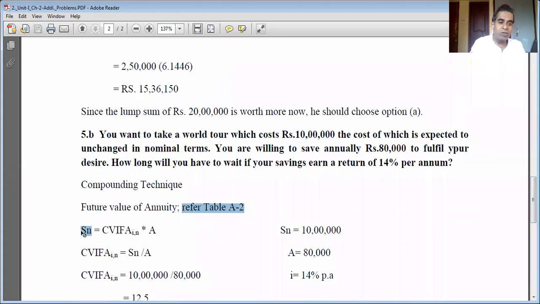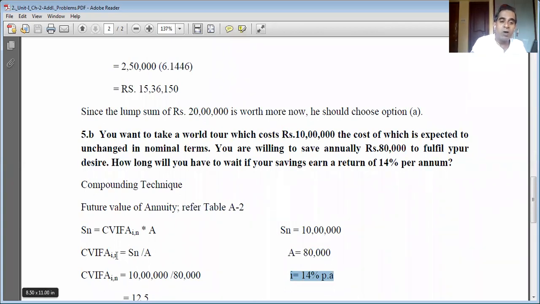See, we are going to write the equation first. Sn is equal to CVIFA (small i, small n) into A. Small i is the rate of interest, small n is the number of years. Here Sn is the future value of annuity, which is 10 lakh rupees. It is already given in the problem. The annuity amount is 80,000 rupees each year. It is also given. Small i, the rate of interest, is 14% per annum, also given.